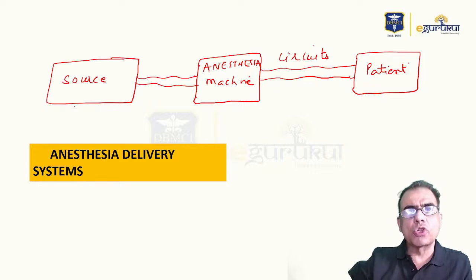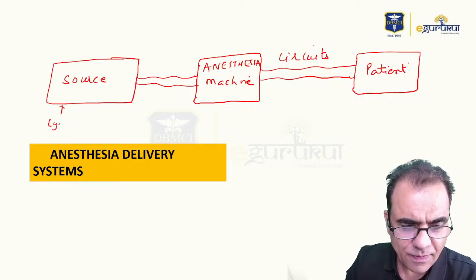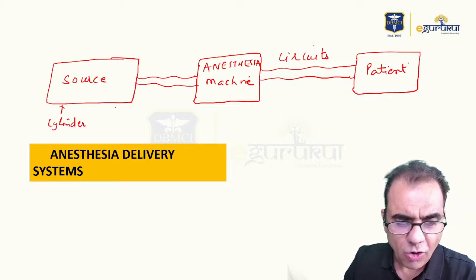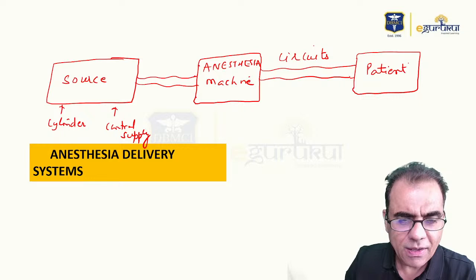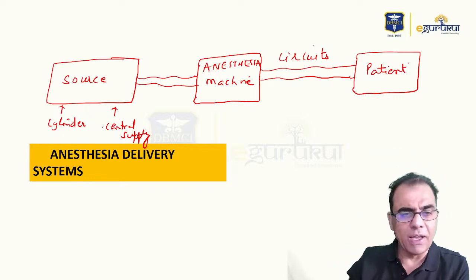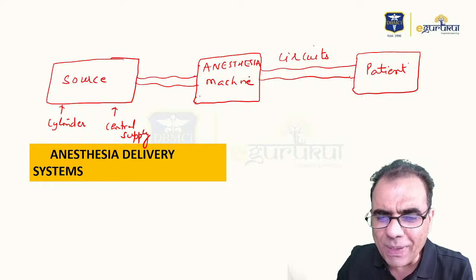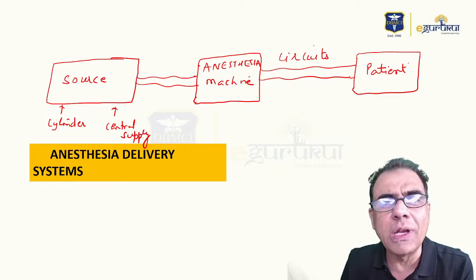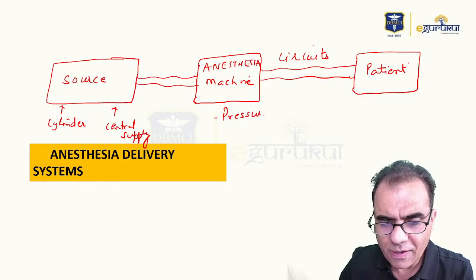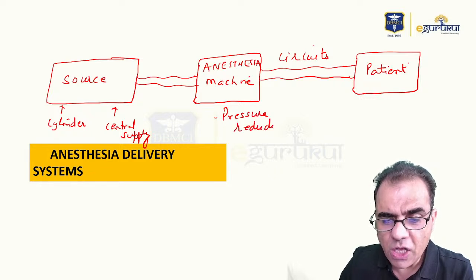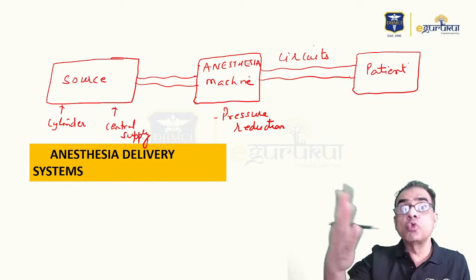Now, we have two sources of gases. Sources of gases may be cylinders or central supply. So from the sources, gases reach the anesthesia machine. What all can you do in the anesthesia machine? One, pressure reduction. See, the pressure is very high. Central supply pressure is 60 psi and the cylinder pressure of oxygen is 2000 psi.